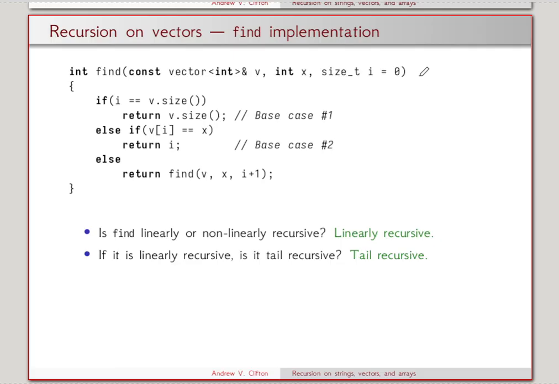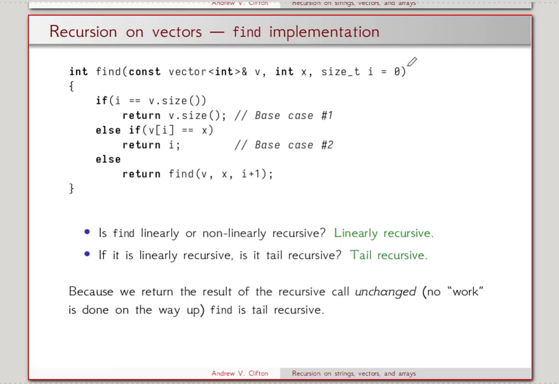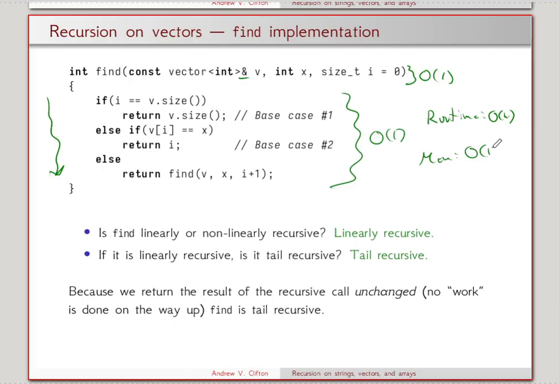Which means if we do the analysis here, right? We're passing a const reference, so our parameters take O of 1 time. All the stuff that we're doing in here is O of 1 time. So our runtime is going to be O of n, because the recursion tree is going to have height n plus 1, but our memory usage is going to be O of 1. So that's nice. That's basically the same as the loop-based version that you could write for this one.